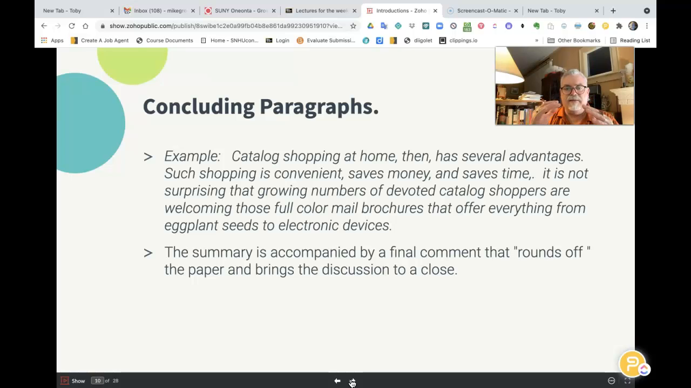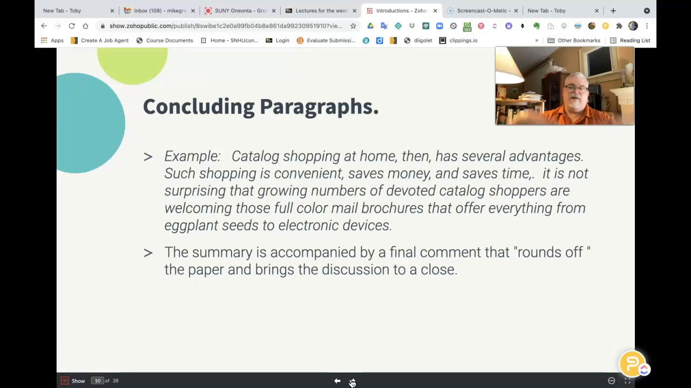The idea is you're going to sum up and say, catalog shopping at home then has these advantages. This was an essay on the advantages of catalog shopping. You're reminding them of your thesis, saying we were talking about some of the advantages: shopping is convenient, saves money, and saves time. Then you say, it's not surprising that growing numbers of devoted catalog shoppers are welcoming those full-color mail brochures that offer everything from eggplant seeds to electronic devices.